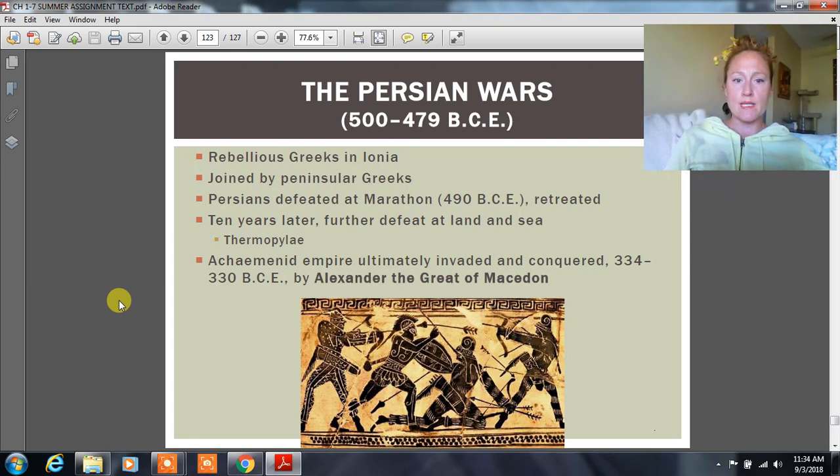And so the Greeks of the peninsula, if you look at a map geographically, Greece juts out into the Mediterranean Sea. They're going to start to unite. The Ionians and the Greeks are going to start to unite against the Persians. And the Persians will be defeated at the Battle of Marathon, and they're going to retreat back. Ten years later, they're going to have further defeat at land and sea at Thermopylae. And again, those are battles that are covered in that movie 300. So for my history buff students, this is where this all ties in with some of the Hollywood interpretation of history.